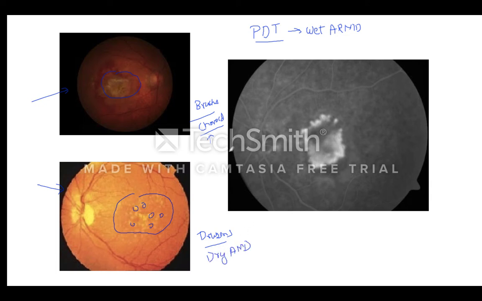So now we come back to our main topic, that is wet ARMD. In wet ARMD, you have a membrane beneath the retina, and when you do a fluorescein angiography you find a leakage and a blood vessel like appearance, or a whitish type of lesion at the macula. The choroidal new vessels are leaky vessels; they don't have very good junctions. So where is the use of PDT? The use of photodynamic therapy is in wet ARMD.